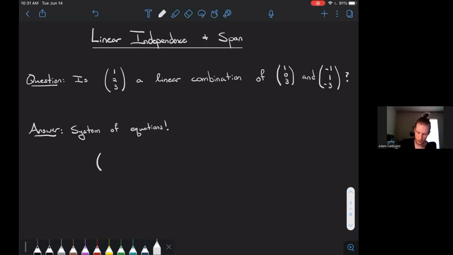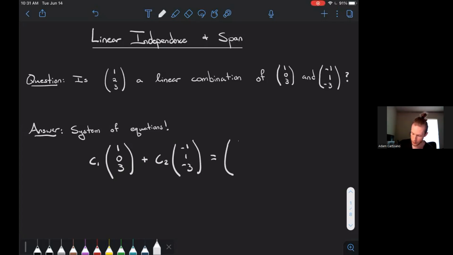It means that, let me write it this way. There are constants c1 and c2 such that if you take c1 times (1, 0, 3) and you add c2 times (-1, 1, -3), you should be able to get (1, 2, 3), this vector. And if we can find these constants, then (1, 2, 3) is a linear combination. And if no constants exist, then (1, 2, 3) is not a linear combination of these other two vectors.